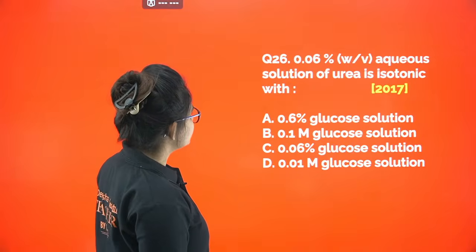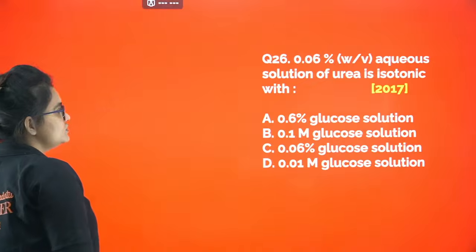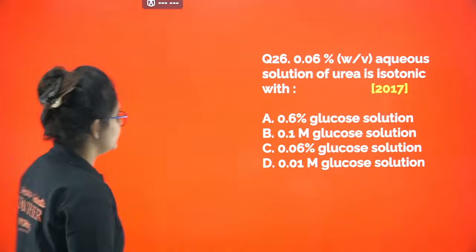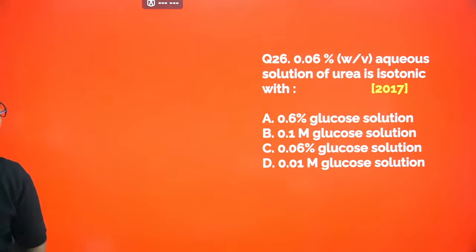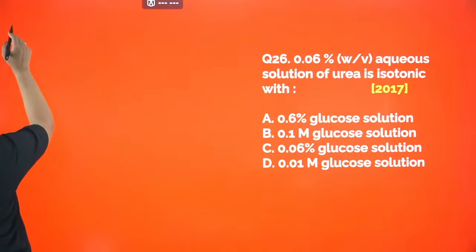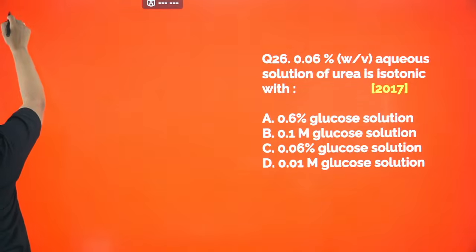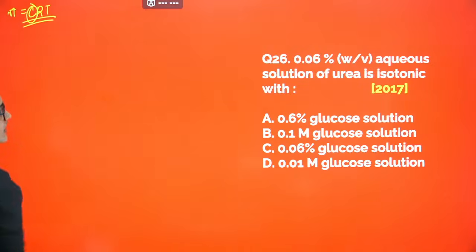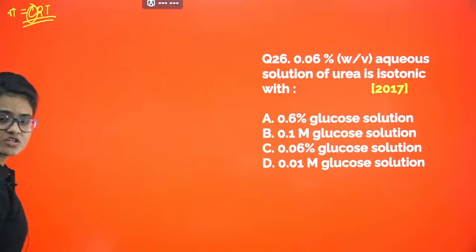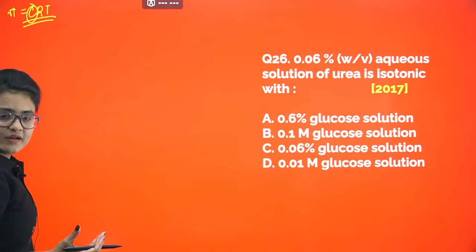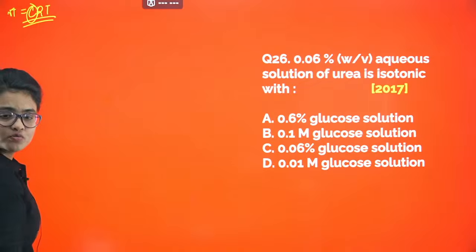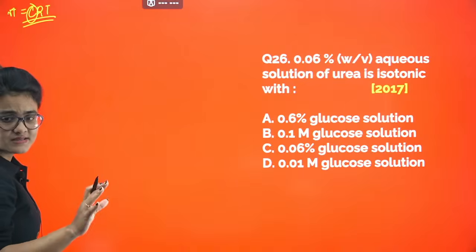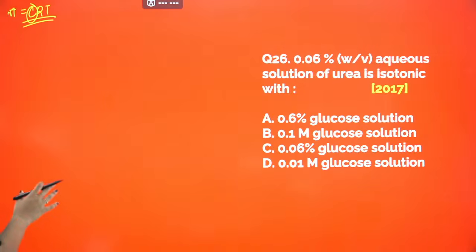0.06% weight by volume aqueous solution of urea is isotonic. Isotonic means they have the same osmotic pressure. That we have to check one by one. First, let me check the osmotic pressure of urea itself. If I find pi equals CRT, and if I find the concentration of urea itself, then whichever solution in the options has the same concentration will have the same pi value, because R and T are the same.